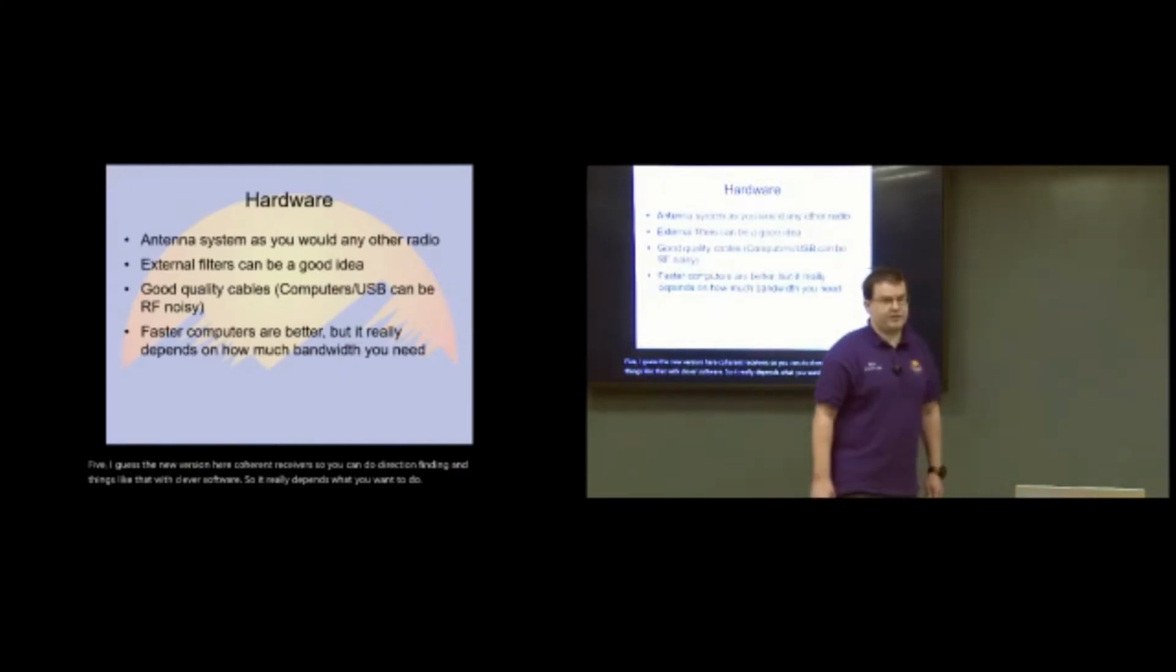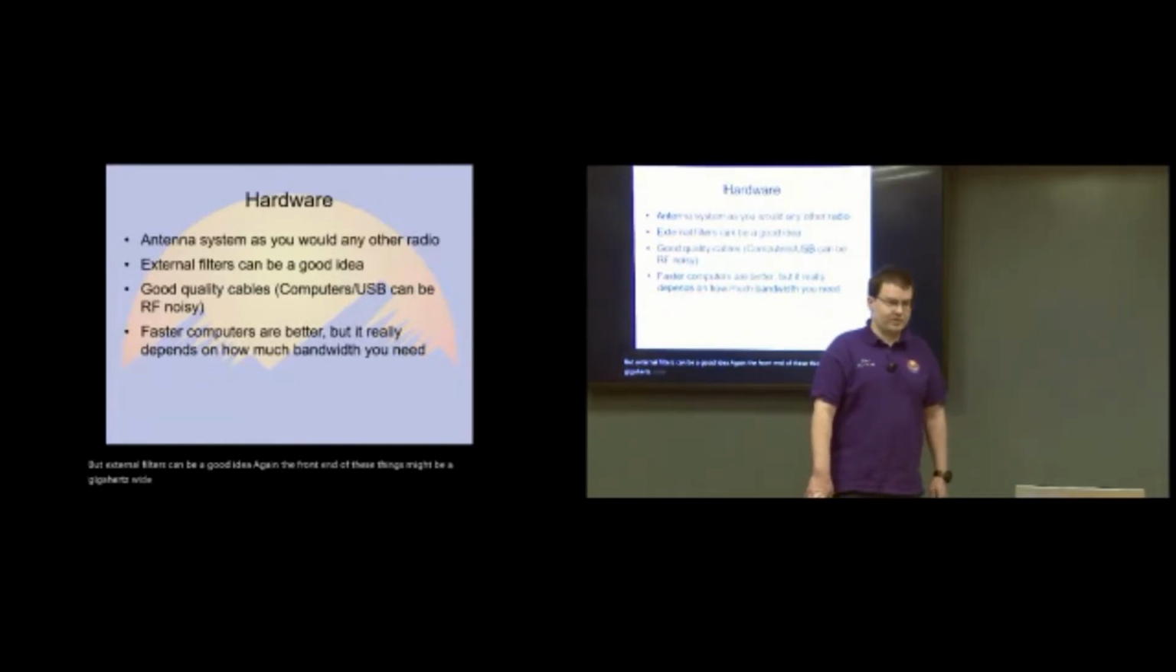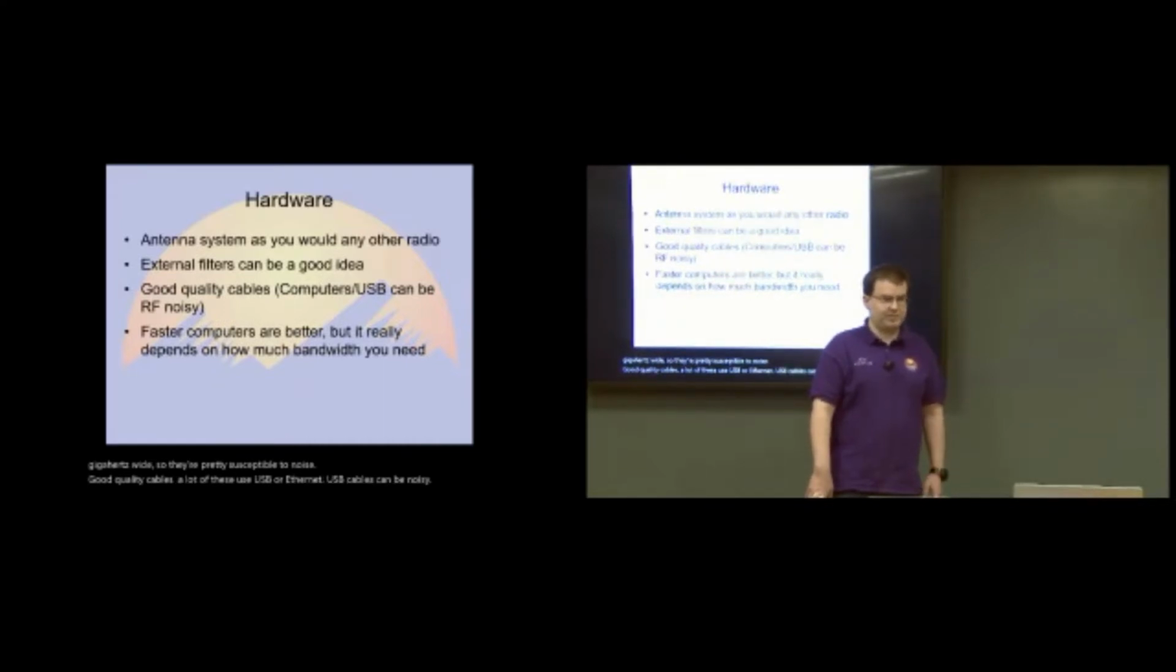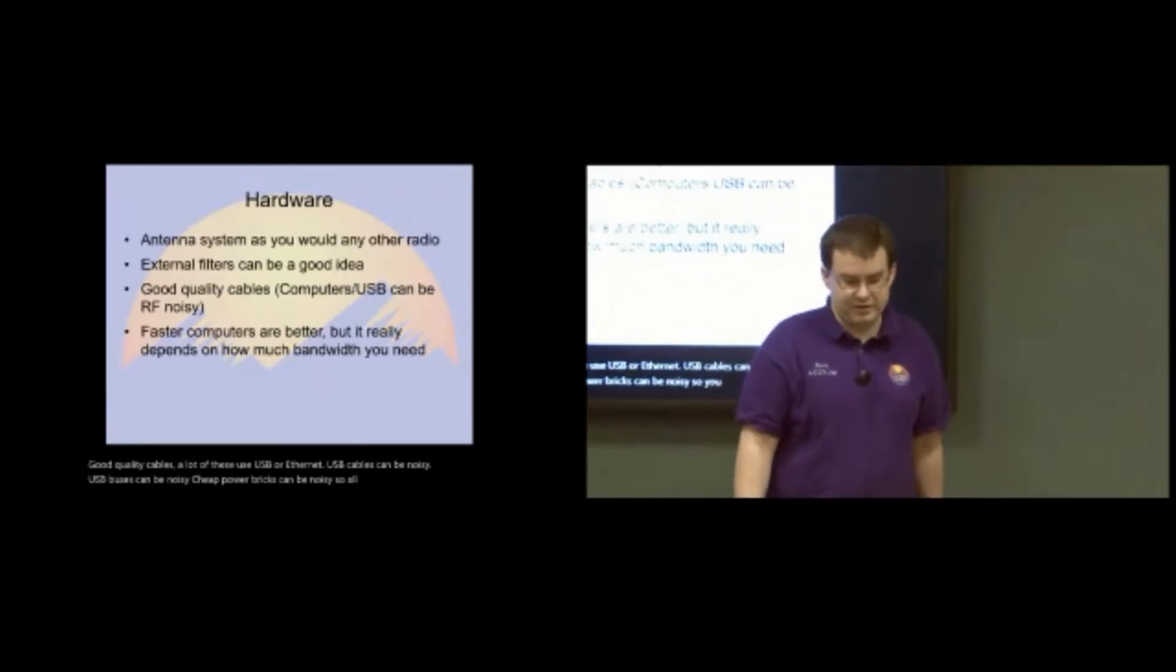Other things you need, obviously, some sort of antenna system. All the usual rules apply for that. But external filters can be a good idea. Again, the front end on these things might be a gigahertz wide, so they're pretty susceptible to noise. Good quality cables. A lot of these use USB or Ethernet. USB cables can be noisy. USB buses can be noisy. Cheap power bricks can be noisy. So, you know, all the usual radio things still apply.